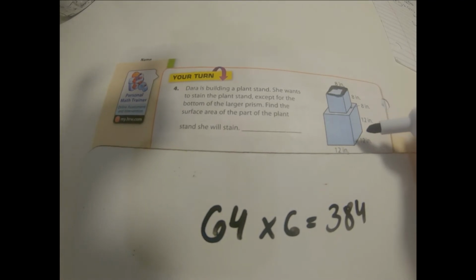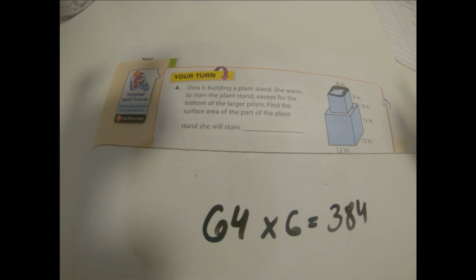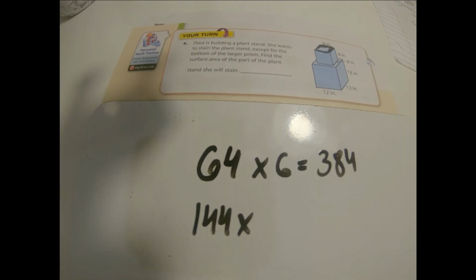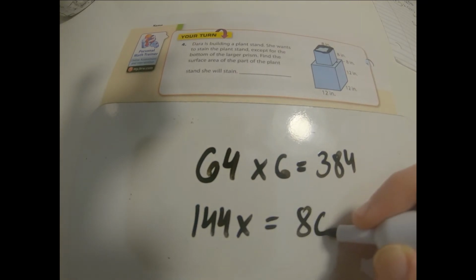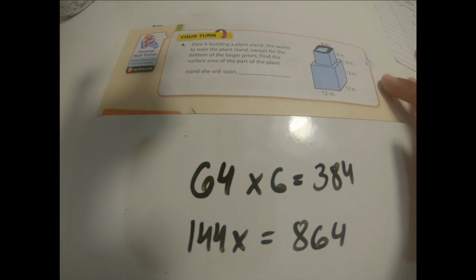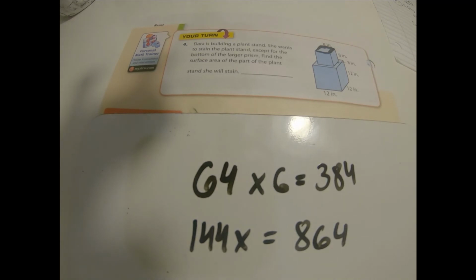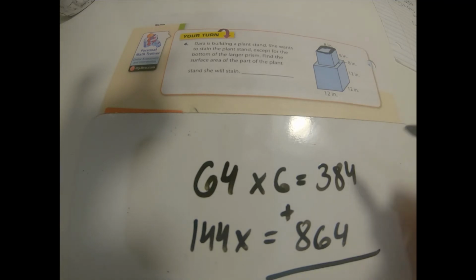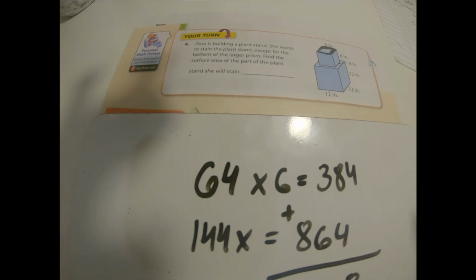The bottom is also a cube, but it's 12 by 12, and it also has 6 sides. So we're going to do 12 times 12, which is 144, also times 6, which is 864. Okay? Now we're going to add those two together. So we got 384 plus 864 to get 1248.